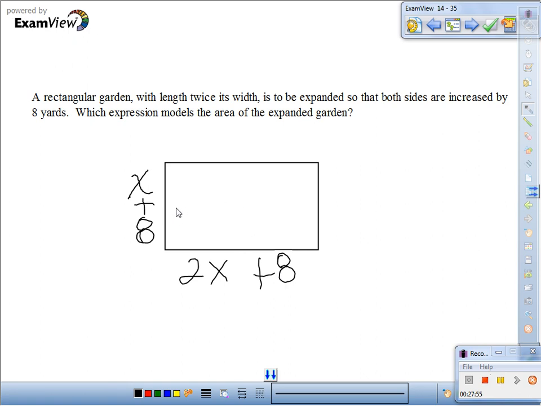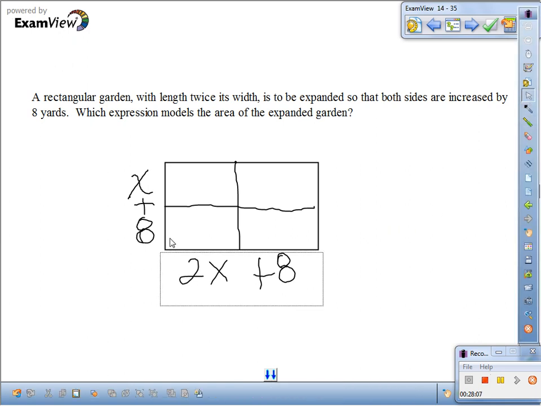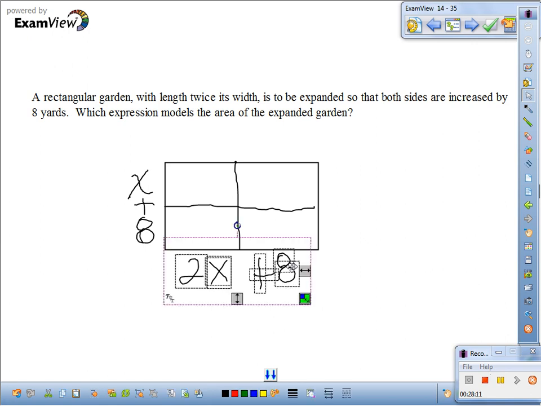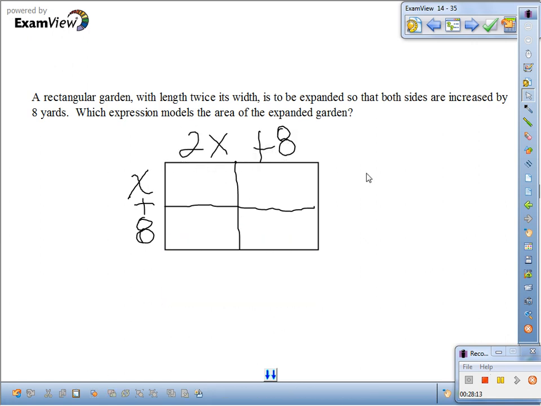Now, does it look familiar? So now, if that doesn't look familiar, then get this bottom one. Look up. Get this bottom one and move it up here.